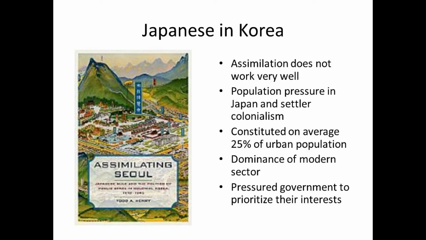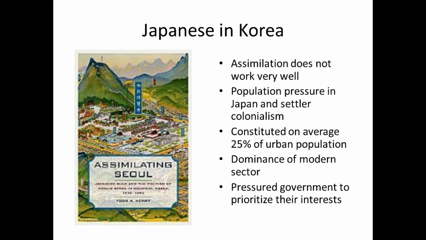The reason for that is because Korea is treated as a settler colony, right? As I mentioned previously, the population in Japan is going up. There's population pressure in Japan. The Japanese government is looking for an outlet, and so it wants to encourage people to emigrate from Japan, to immigrate to new countries, to relieve that Japanese population pressure. So Japanese are encouraged to settle in Korea. For example, basically the Japanese government in Korea will seize a huge amount of land from the Koreans and make that land available to the Japanese settlers.